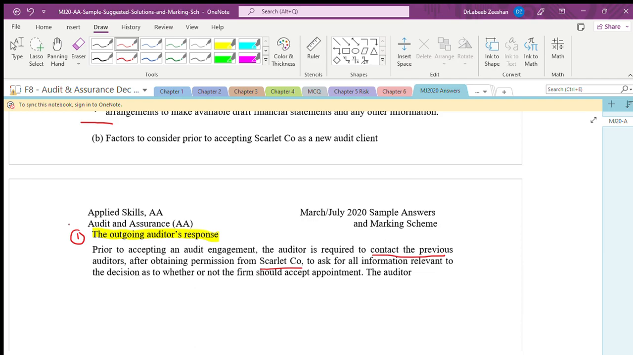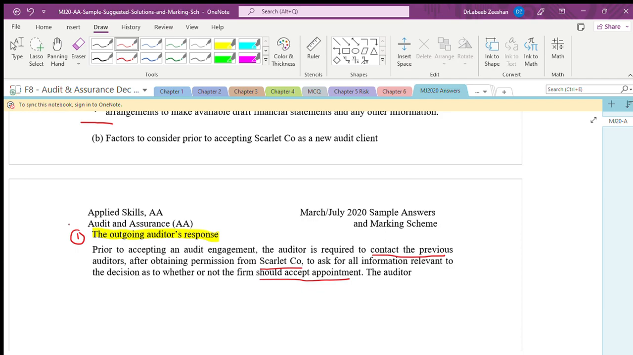In some cases what we have done, we have referred this. If that is the case, you have to give the reference number of the client letter also. That makes your answer more effective. Then ask all the information related to the decision whether or not to accept the appointment. You have to ask the previous auditor whether it's feasible to accept the appointment.